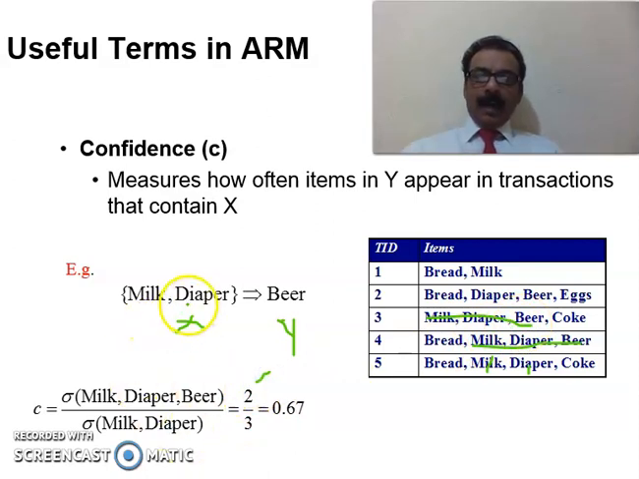Then how many transactions have X alone? That would be there in the denominator. So here you have milk, diaper together in three transactions. Which are those? This is one. Then this is milk, diaper. Then another one is milk, diaper. So these two together are in three transactions, that is what this three is all about. So in total we can say it is there in 67% of the whole transactions.